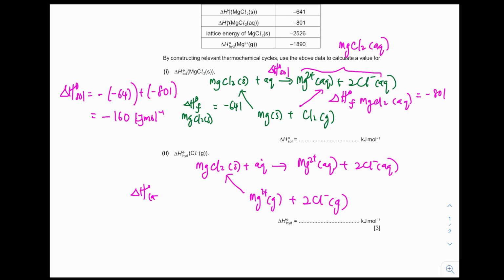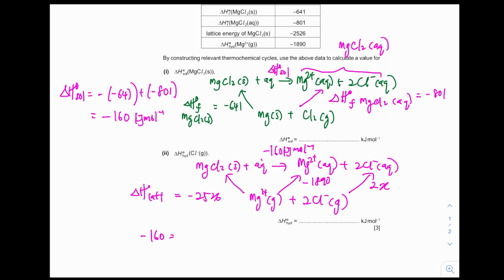And therefore, this will be my lattice energy, so it will be negative 2526 kilojoule per mole. And we also have the hydration energy. This hydration is from gaseous ion to aqueous ion, which is negative 1890. But this is our enthalpy change of hydration of chloride. Because it has 2 moles, this value will be 2x. And since this value is negative 160 kilojoule per mole, which is carried forward from the answer above, we can calculate this value by making a calculation like this.